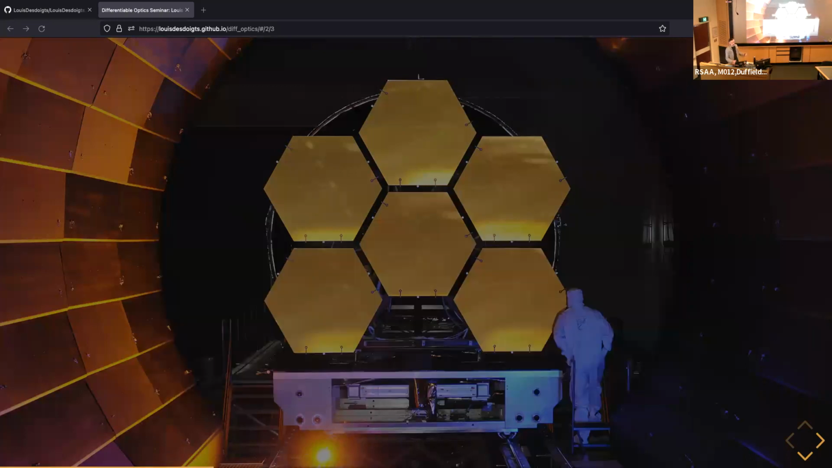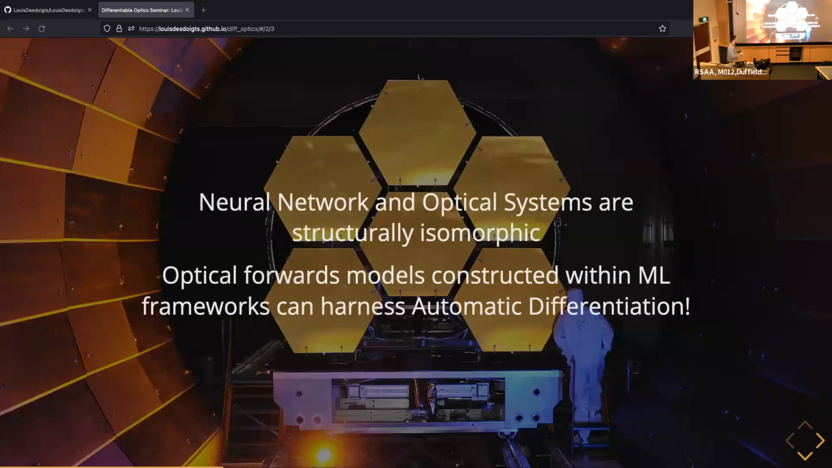And so that means that we can construct optical models, forwards models of optical systems, inside of machine learning frameworks in order to take advantage of all these really powerful tools. I just want to emphasize here, I'm not talking about emulating an optical system with a neural network. I'm talking about creating a forwards model of an optical system within these machine learning frameworks in order to take advantage of automatic differentiation, because an optical system is just a subset of a neural network.